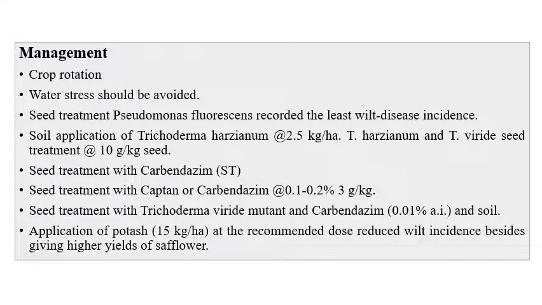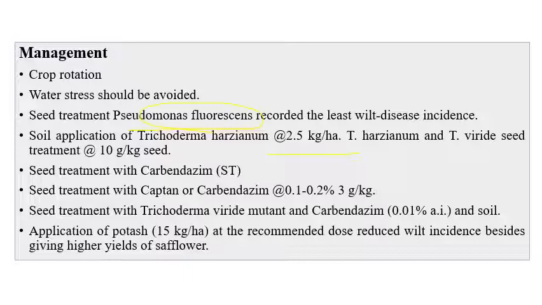So coming to the management aspects, crop rotation should be followed and water stress should be avoided. Seed treatment with Pseudomonas fluorescens recorded the least wilt disease incidence. Soil application of Trichoderma harzianum at the rate of 2.5 kilogram per hectare, or Trichoderma harzianum and Trichoderma viride seed treatment at the rate of 10 gram per kilogram of seeds can be recommended, and seed treatment with carbendazim or Captan at the rate of 0.1% or 0.2%, that is 3 grams per kilogram of seed, can be recommended.